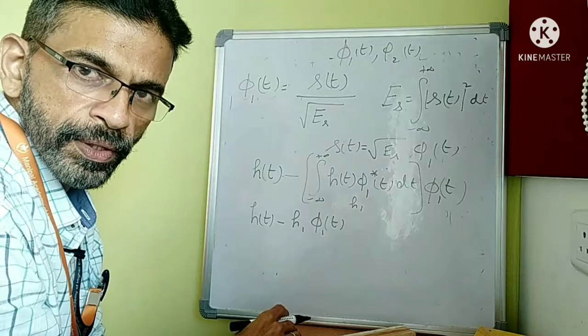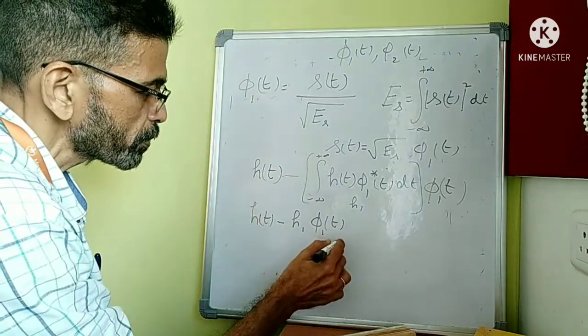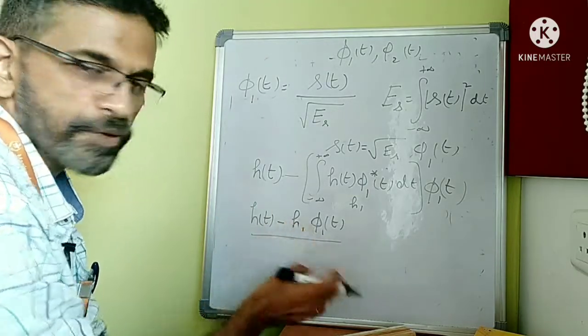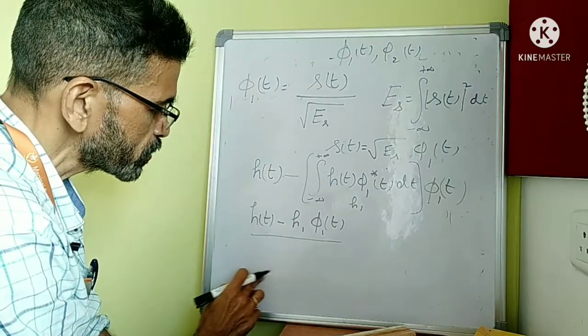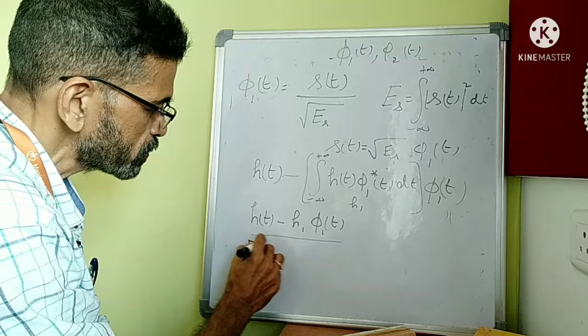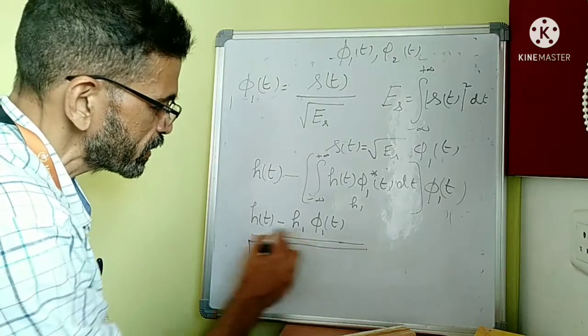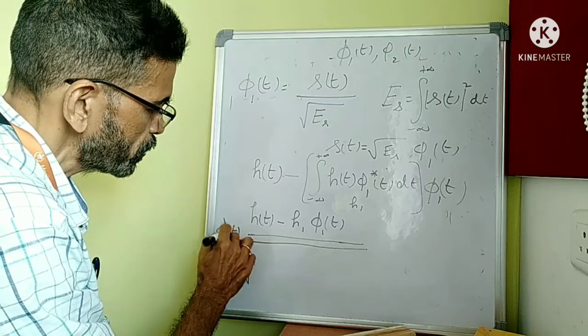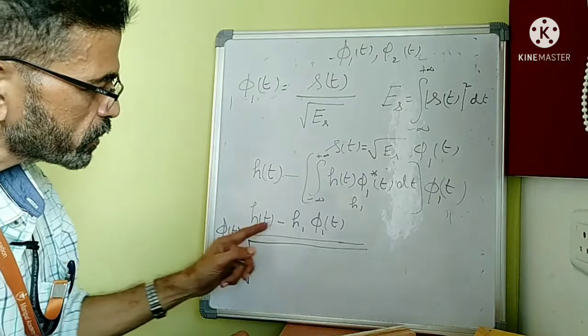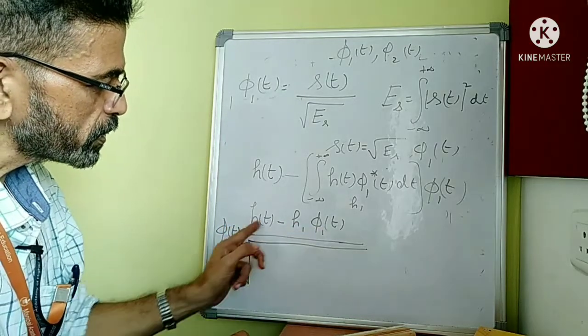Now we write this as h(t) minus h1 phi 1(t). And to get phi 2(t), we have to normalize this because this is already perpendicular to phi 1(t). We have got the second basis function. If we just normalize this by dividing it with its own energy, we end up getting phi 2(t). So phi 2(t) would be h(t) minus h1 phi 1(t) divided by its energy.